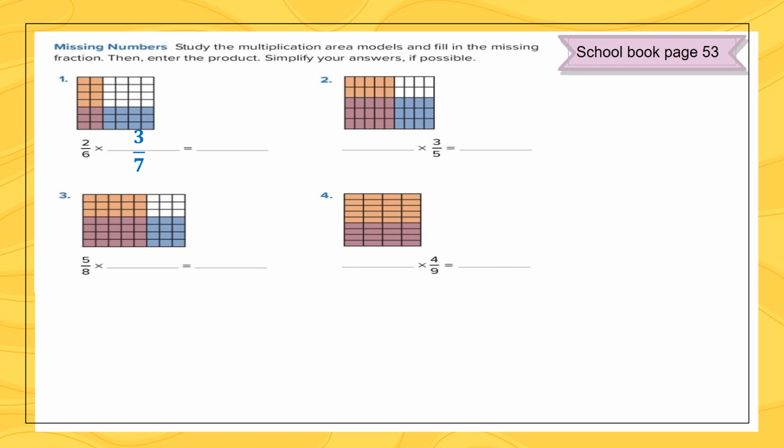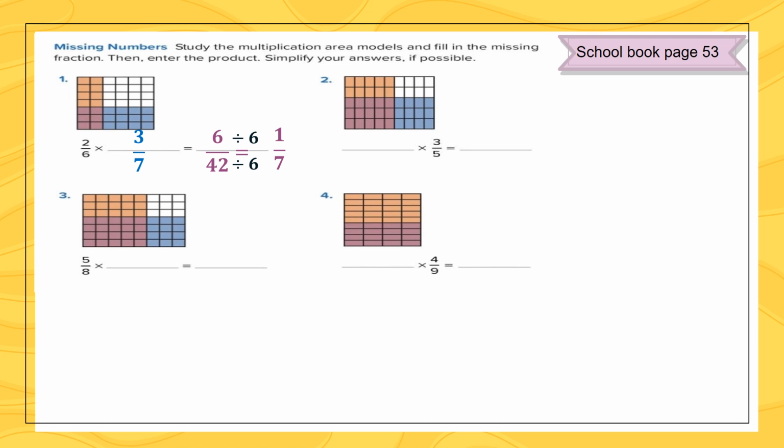Then find the common parts between the two models. You will get 6 over 42. The total parts here are 42. So I need to simplify this fraction. Divide up and down by 6. 6 divided by 6 equals 1, and 42 divided by 6 equals 7. So it will be 1 over 7.